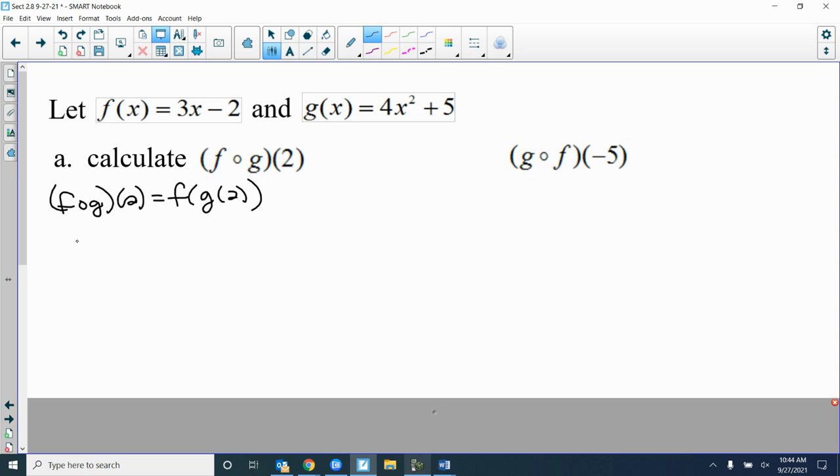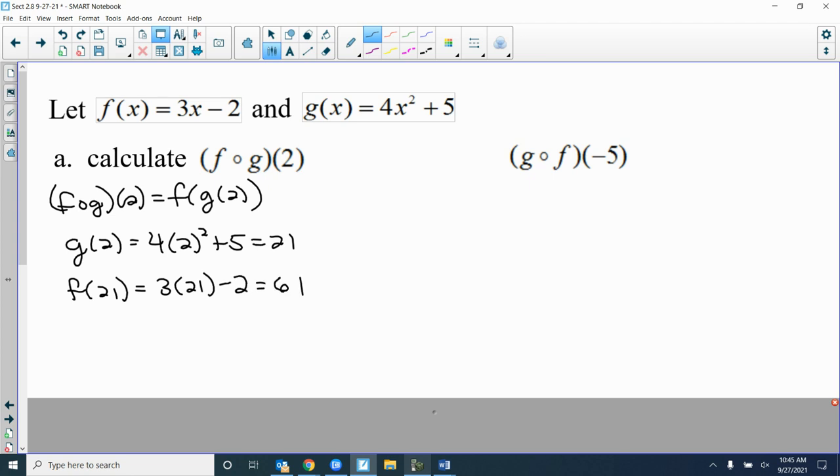So I'm going to substitute that in. g of 2 equals, what's 4 times 2 squared plus 5? I get 21. Take that answer and plug it into where? f of x. We plug that into f of x. So f of 21 is going to be 3 times 21 minus 2, which is 61. So that means f of g of 2 is 61.